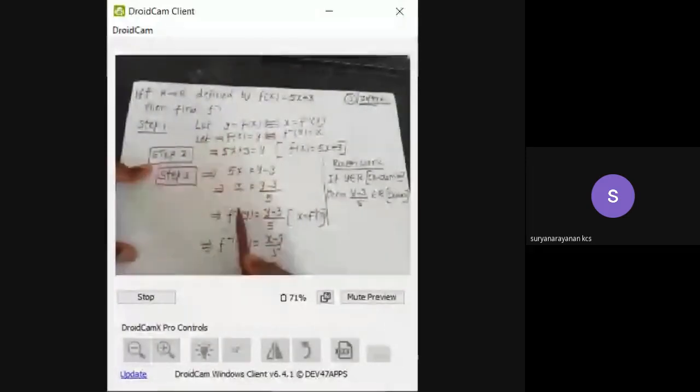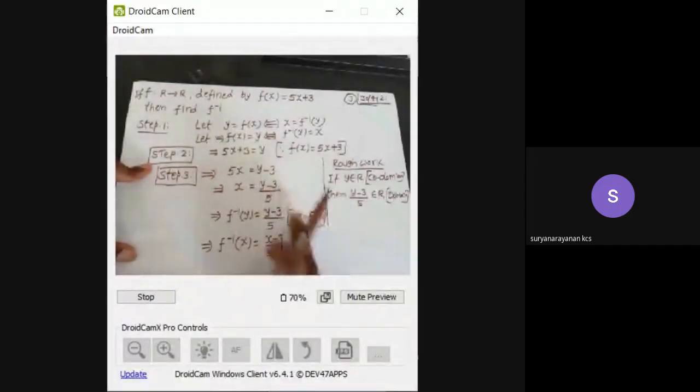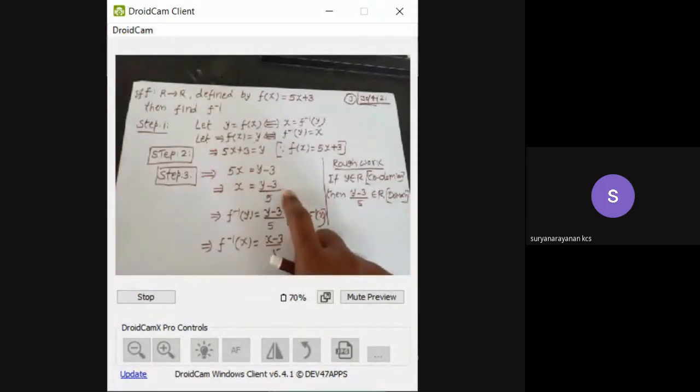Here we found the value of x in terms of y. After finding the value of x in terms of y, we have to check whether this number lies in the domain or not. Because x values lie in the domain, y values always lie in the codomain. Remember this point: x values lie in the domain and y values always lie in the codomain. So we have to check this number. This number is nothing but x. So does this number lie in the domain or not?